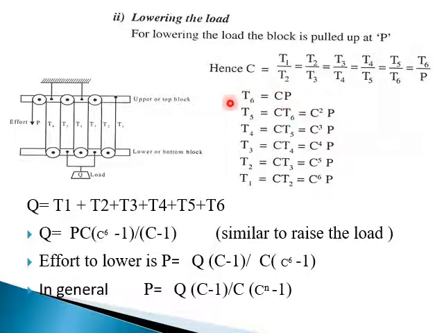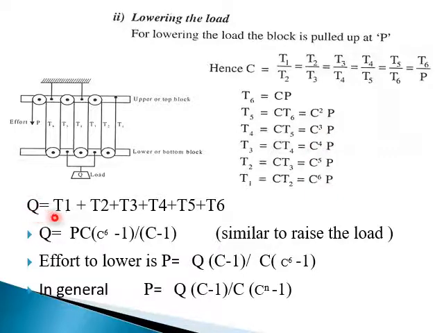Or else you can rewrite these ratios in terms of P. T6 is equal to C into P, T5 is equal to C into T6, T6 is equal to C to the power 2 into P, T4 is equal to C to the power 3 into P. So everything you can write in terms of P, or equilibrium conditions.